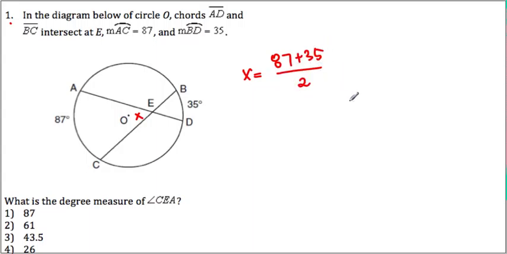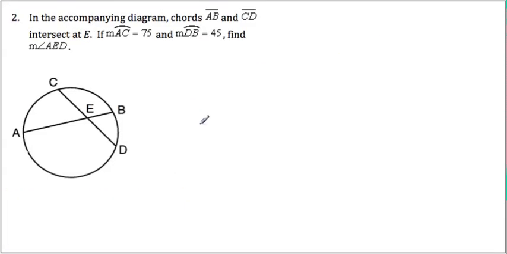divided by 2. Then, in this case, when you add them up, we'll end up getting 142 over 2, so therefore our answer becomes 71 degrees. 122, sorry. Should be 122. Therefore, 61 degrees. Our answer is choice number 2. Alright, let's look at the second question here.